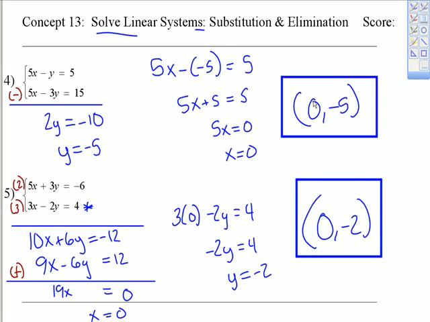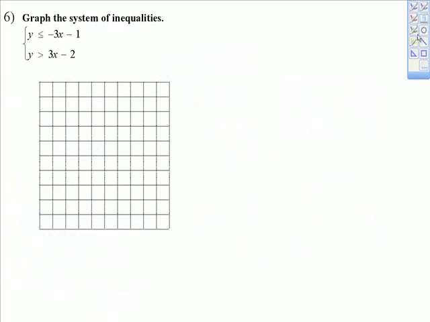Any questions there? On number 6, we're just asked to graph this system. So I'm going to go ahead and use an x and y axis here, right off the middle of the graph paper. Graphing the first equation, I can see that the y-intercept is negative 1. So go ahead and put a point there at negative 1. And I can see that the slope is negative 3. So I'll drop 3, 1, 2, 3, and run 1. And then I'll go ahead and draw that line.